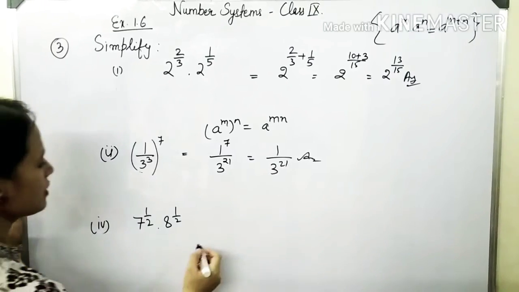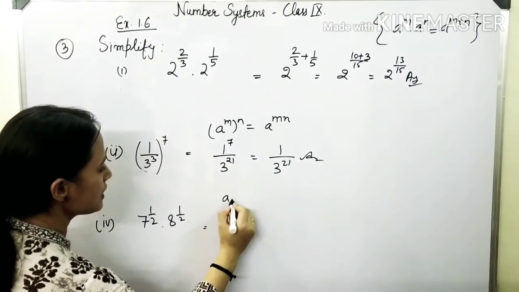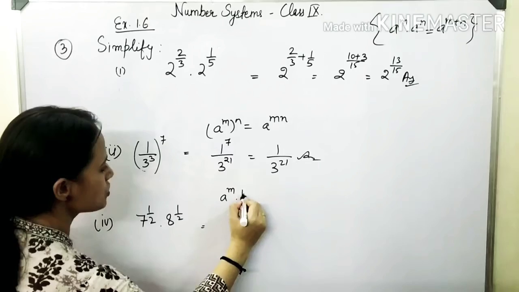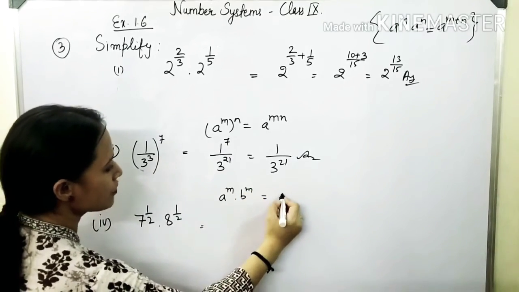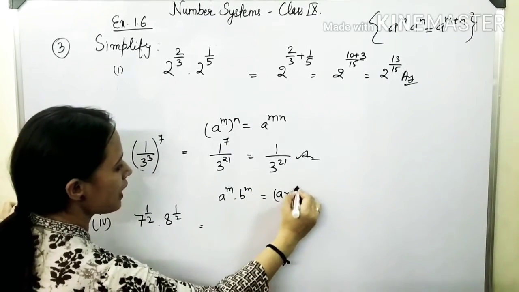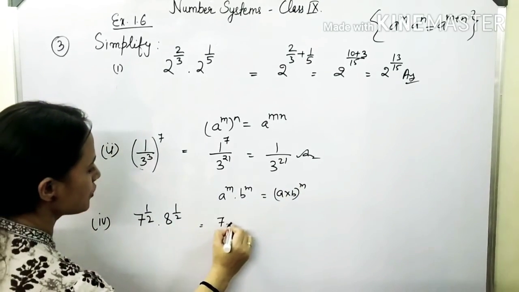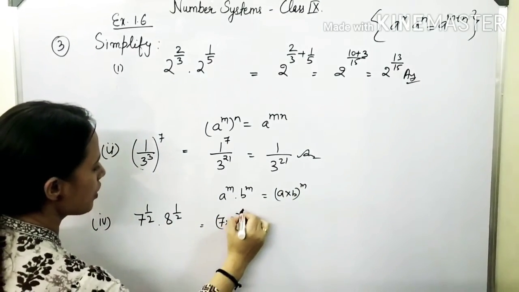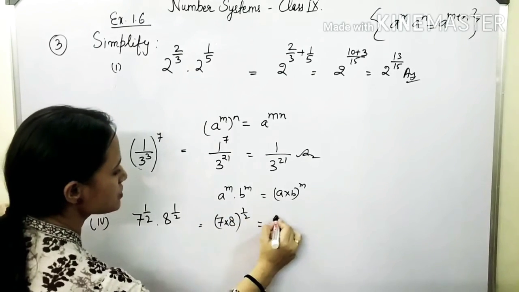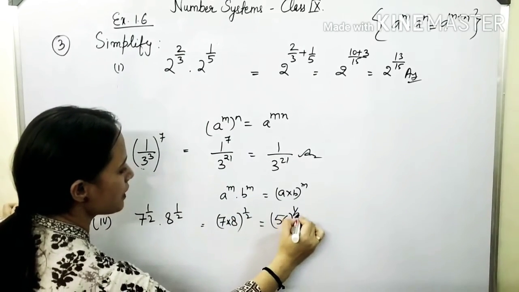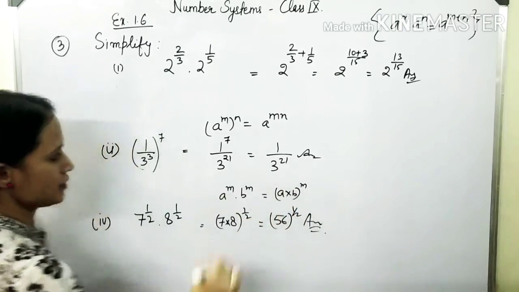Fourth part I have taken here, this law is there that a raised to the power m and b raised to the power m, if we have, we can write this in the product and the power as the whole power we can take. So similarly we will use the law here, that this is giving us 56 raised to the power 1 by 2, and you can leave the answer here itself.